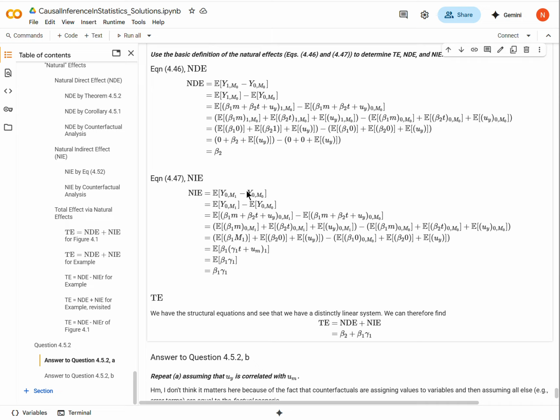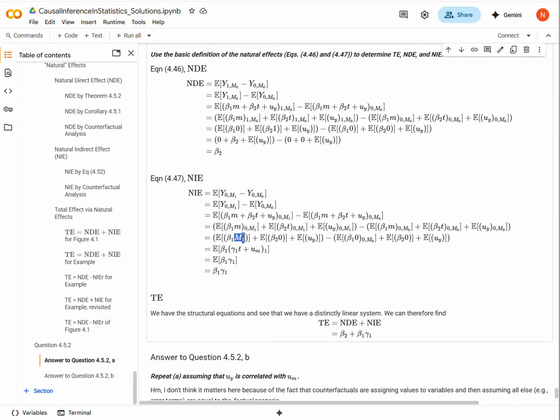Okay, so it's just the same order of operations that we've already done. We break this out into its itty bitty expectations, and then anywhere you see a t, you give it a 0. No t there. Here's a t, so it becomes 0, and so on and so forth. And anywhere you see an m on this side, you give it the value m1, and anywhere on this side, you give it m0. Well, we already saw for the NDE that m0 is just 0. Okay, so that becomes 0.